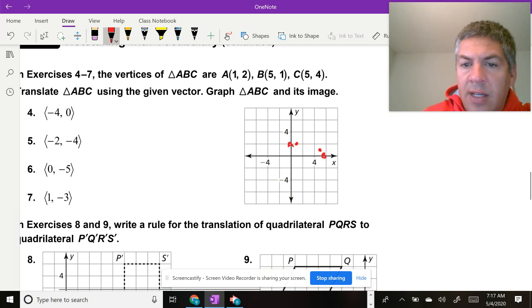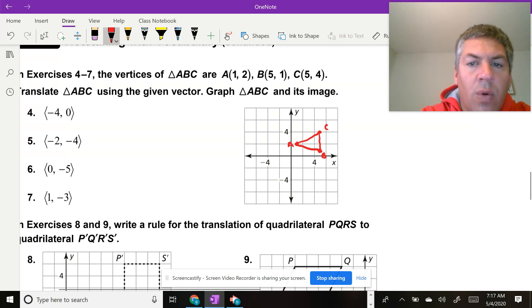And then C is going to be 5, 4, which is going to be right there. And we want to draw this triangle ABC. And then we're going to move ABC using the given vector.